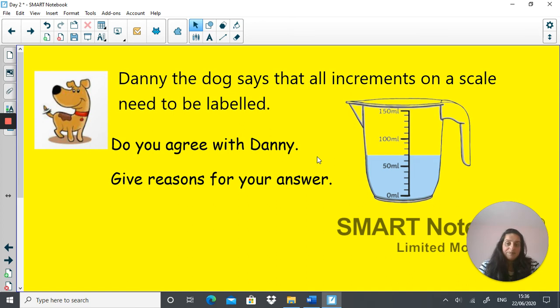Now, Danny is not having a great week because Danny is wrong. There's no need for us to label each increment, because if we just know that between 0 and 50 there are 5 equal increments, we can work out what each increment represents. We don't need to write down 10, 20, 30, 40, 50. We don't need to write that down, because using our mathematical skills we can work it out. So in this instance, Danny is wrong, and well done if you got that right.